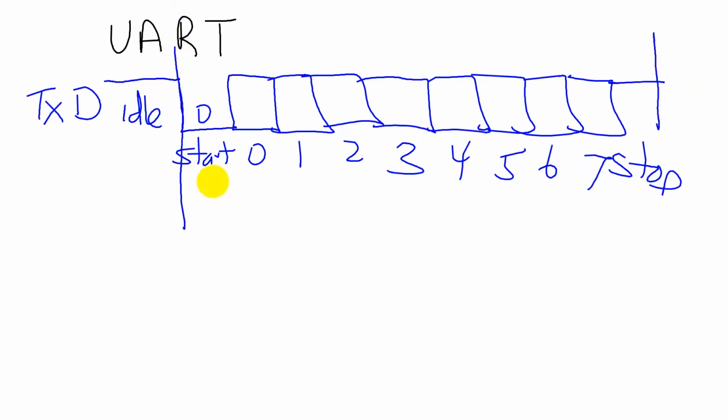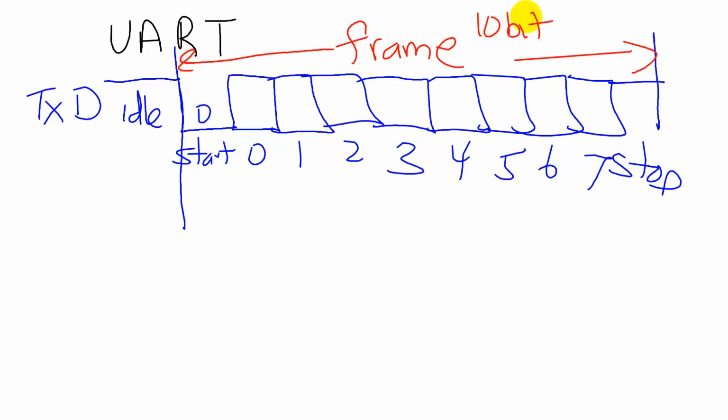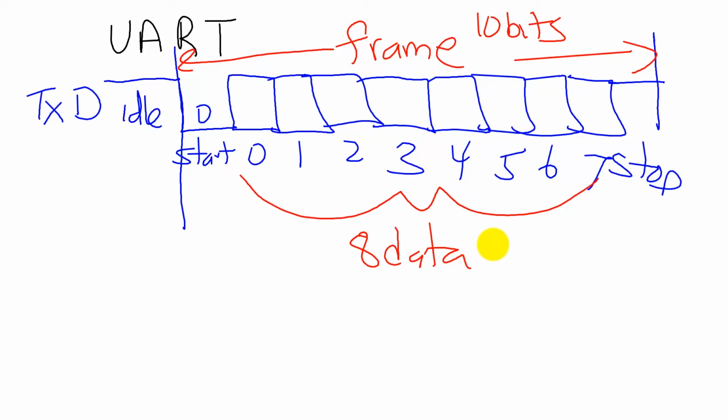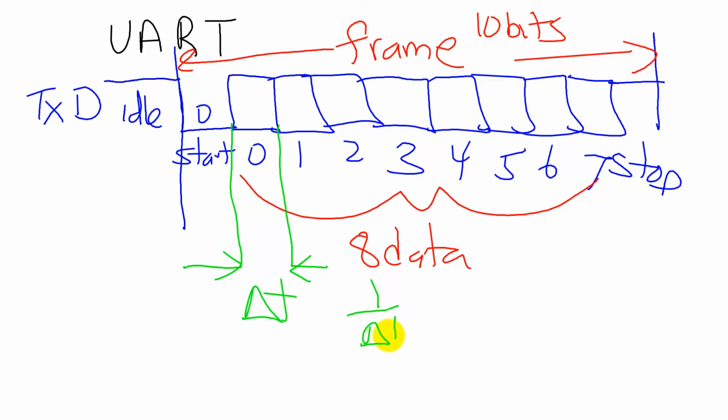These 10 bits together are called a frame. In one frame we have 10 total bits, and encoded in them are 8 data bits. The other aspect of this serial communication has to do with the time per bit. The time per bit is called the bit time, and 1 over the bit time is called the baud rate. That is the total number of bits transmitted per second.